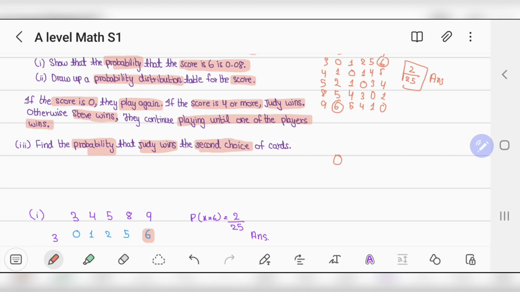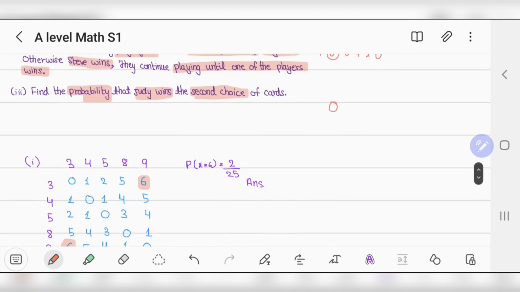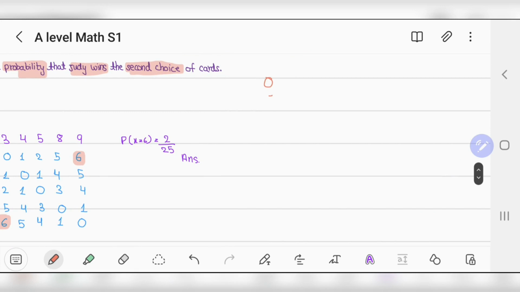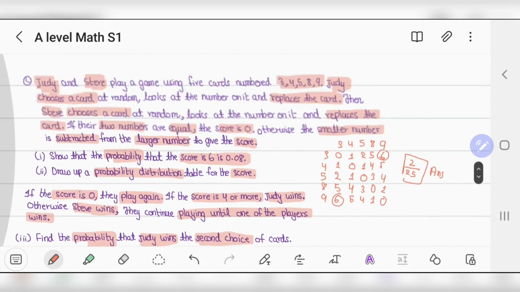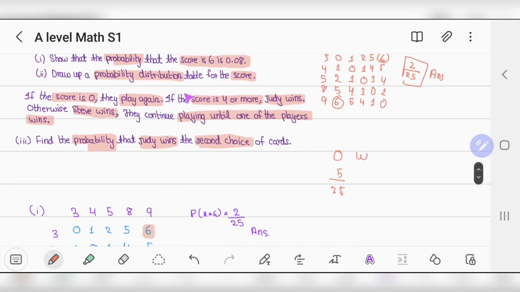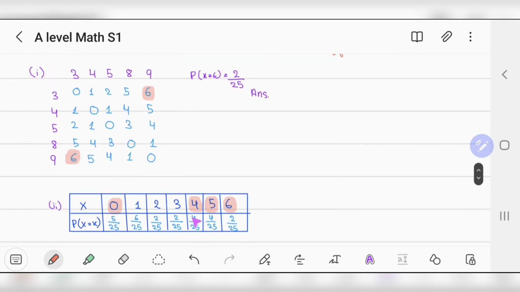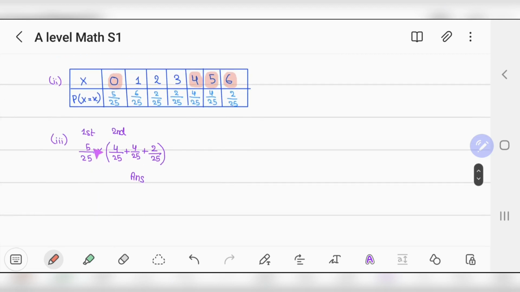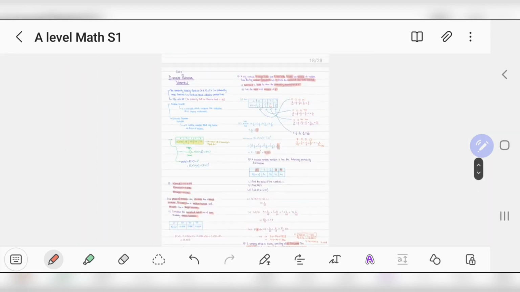The probability of having a 0 is 1, 2, 3, 4, 5, so it's 5 upon 25. And then Judy wins the game. In order for Judy to win, the score must be 4 or more. So 4 upon 25 plus 4 upon 25 plus 2 upon 25, and just multiply this. This is the answer. So this is the end of discrete random variables and probability.